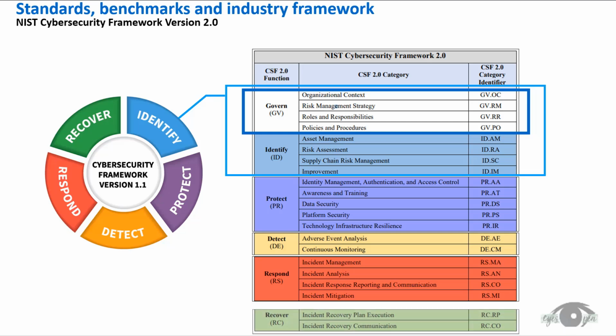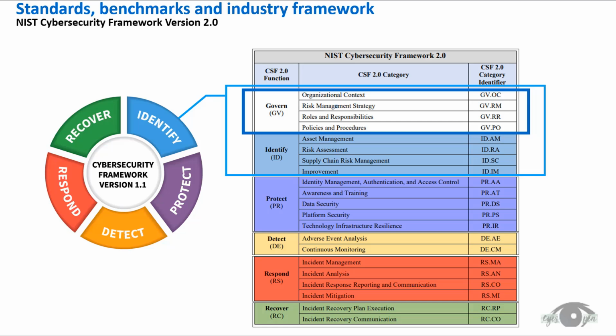The next and last function is the function Recover, RC, which aims at the restoration of assets and operations that have been impacted by a cybersecurity incident. In this function we find the following categories. Execution of the Incident Recovery Plan, RC.RP, which state that restoration activities must be planned and executed to ensure the full operational availability of systems and services affected by cybersecurity incidents.